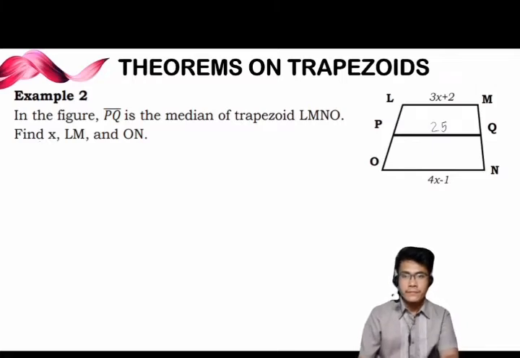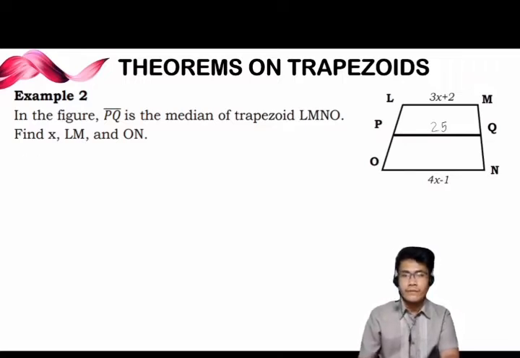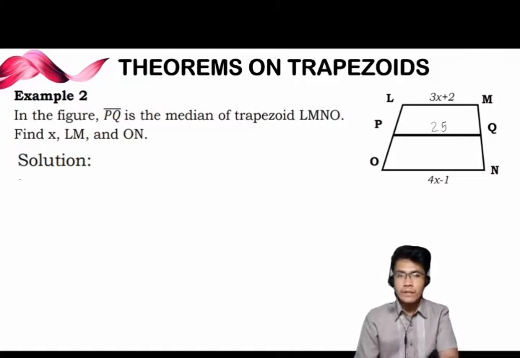Now, let's find first the value of x. Kasi kailangan yan para masolve natin yung measures o lengths ng bawat sides. We have to find first the value of x. So let's have the solution. Alright, we will use here the mid-segment theorem or the midline theorem on trapezoid. The median is equal to 1/2 times the quantity of b sub 1 plus b sub 2.